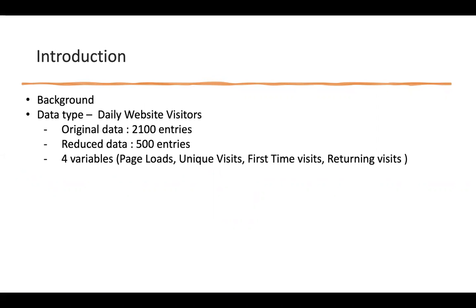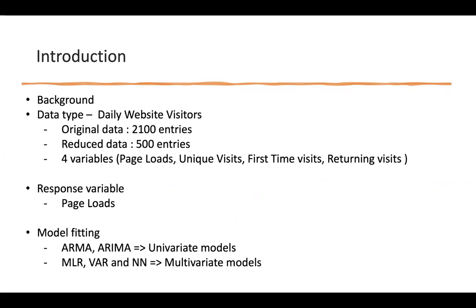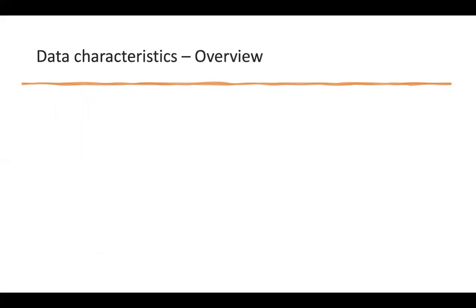There are 4 variables in this data, and page loads will be the response variable for the purpose of this study. For model fitting, both ARMA and ARIMA are used for univariate models, and multiple linear regression, vector autoregressive, and neural network are used for multivariate models.